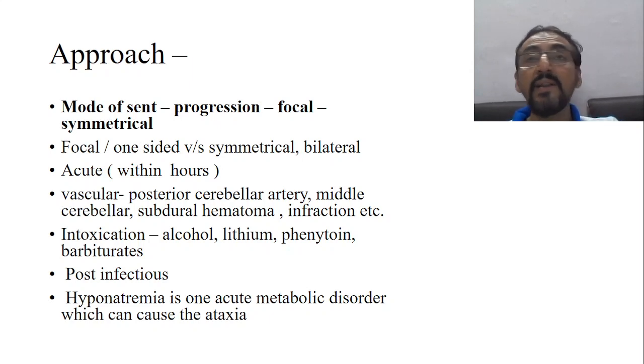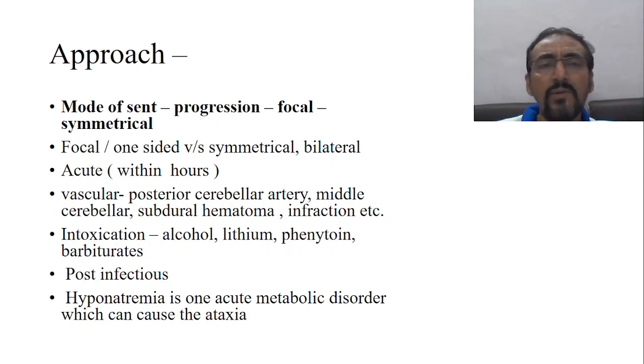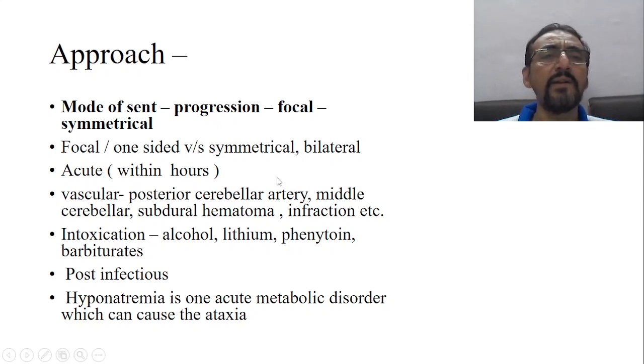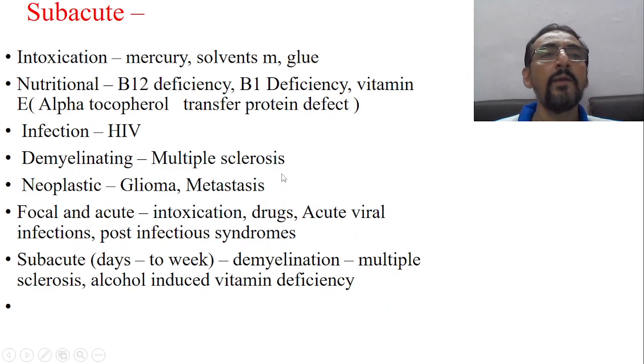Hyponatremia is one of the causes from the metabolic point of view, an acute metabolic disorder which can cause ataxia. Most of the time hyponatremia, less sodium, can cause ataxia. Like this, one by one we will see the different approaches. So these are some of the focal and acute causes we have seen.